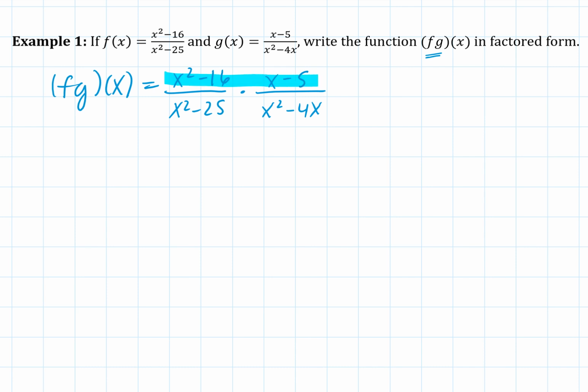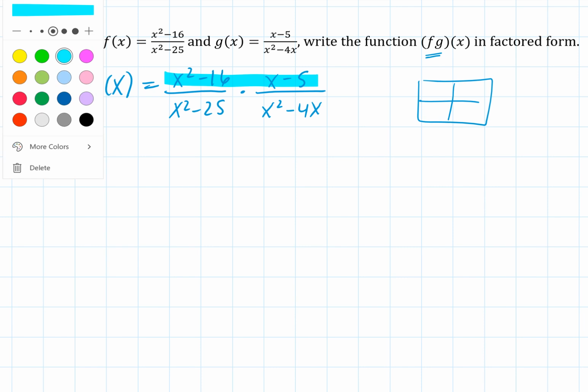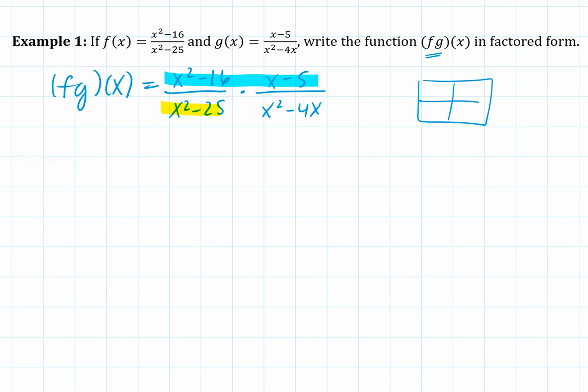Now, one option to multiply is to get a giant box method out here. Once I've got all my terms, then try to factor and then simplify by canceling factors that are common to the numerator and the denominator. Now, wouldn't it be easier to just start with everything factored?